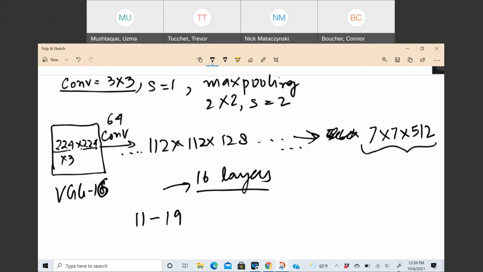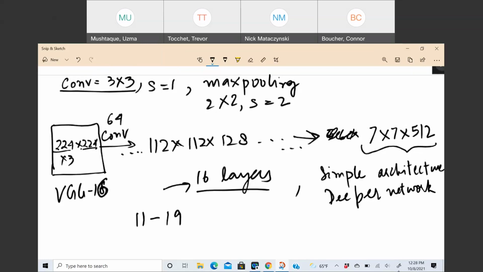So again, what this network adds to our knowledge is that this is a simpler architecture as compared to creating different convolution sizes at every layer and then capturing that. Rather, just keep that constant and only change the number of filters at every layer. So, simple architecture, these are some of the key takeaways. Deeper network, because you have more layers. Yeah, simple architecture because we're not changing the size of the filters.